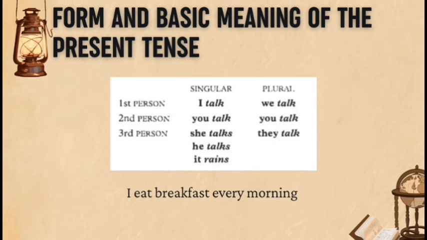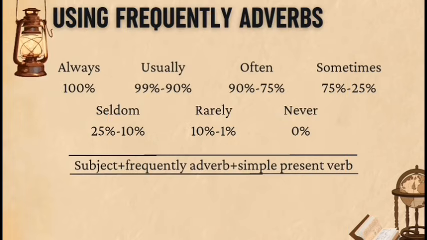The verb after she, he, it, in third person singular, has a final s. Using frequency adverbs. Always, usually, often, sometimes, seldom, rarely, and never are called frequency adverbs. They come between the subject and the simple present verb.